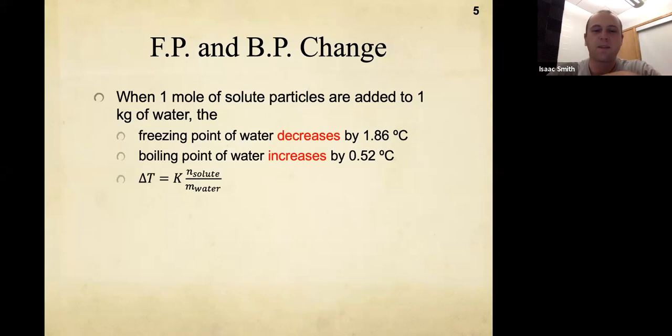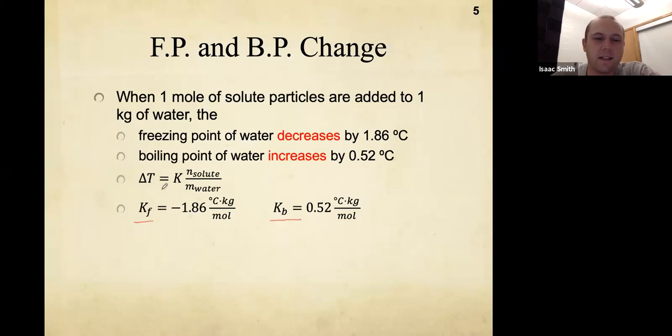Okay. So these numbers are known as K sub F and K sub B. And so again, this is how the numbers were determined. And the equation that you're going to use to figure out how much the temperature changes, because we're not always going to be dealing with 1 mole of solute particles in 1 kilogram of water.